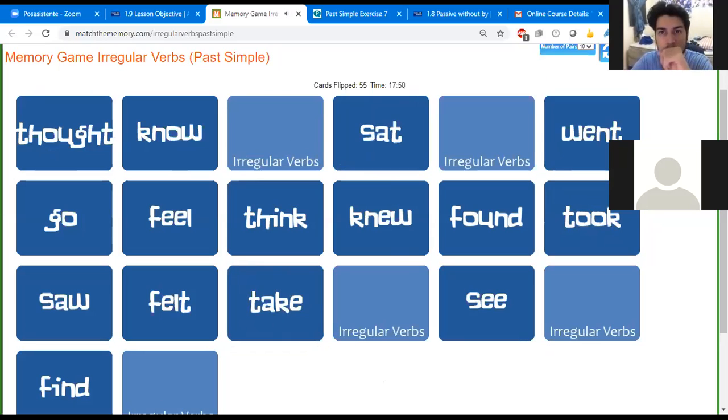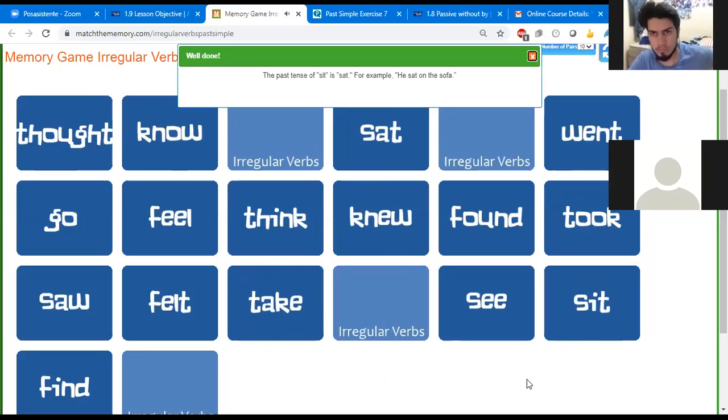Fourth. And next to see, at the right. Here. There you go. Okay. And you see here, the past tense of sit is sat. For example, he sat on the sofa. You can see some examples. What else?